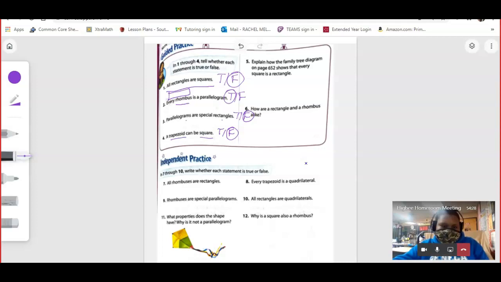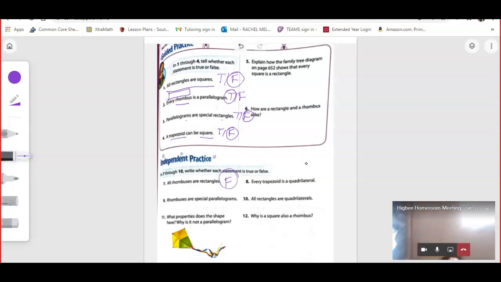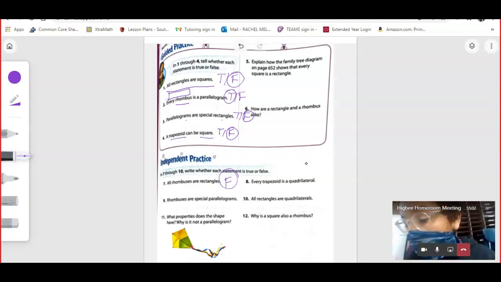All right, so now what we're going to do, I'm going to tell you the answers, and you are going to tell me why. Okay? So number 7 is false. Raising your hand, tell me why number 7 is false. Elijah, why is that false? Okay, I can't hear you, hun. Because rhombuses don't have right angles.